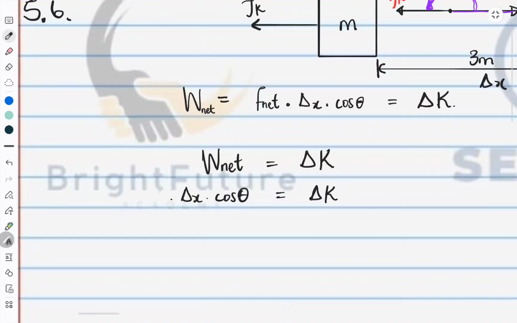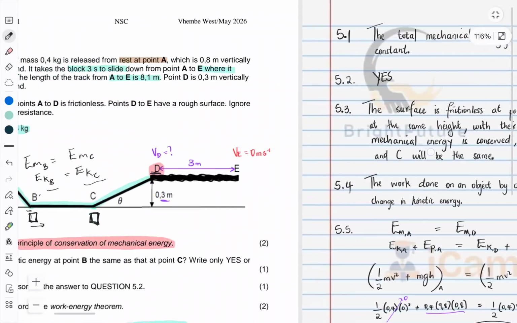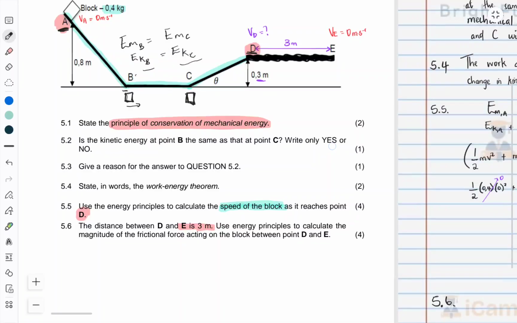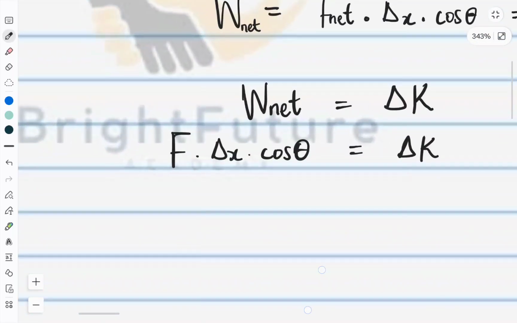Don't need to say much. So F times delta X times cos theta. Then from here you can start substituting. But do we know our frictional force? That's the question now. We can find friction. We are not told what it is here. We know that friction is N times delta X times cos theta.